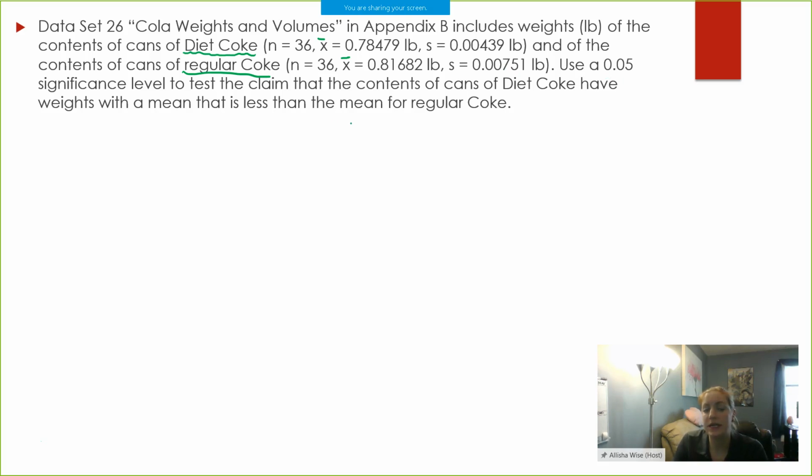Now they want us to use a 0.05 significance level to test the claim that the contents of cans of Diet Coke have weights with a mean less than the mean for regular Coke. So you know what I'm going to do? Same thing I did last week. Let's highlight the claim. Doesn't hurt. Then I'm going to underline Diet Coke has a mean that is less than regular Coke. That's going to come back and be important when we come up with our alternative hypothesis.